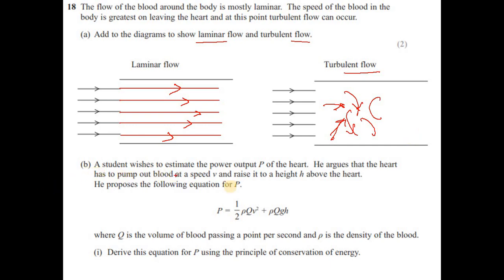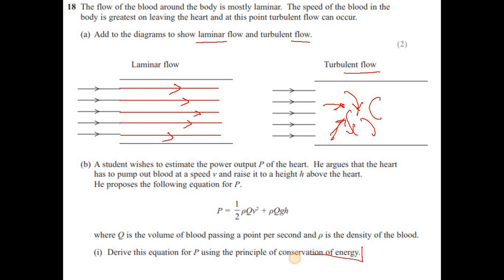Okay, so part B. A student wishes to estimate the power output P of the heart. He argues that the heart has to pump out blood at a speed v and raise it to the height h above the heart. He proposed the following equation: P equals 1 upon 2 rho Q v squared plus rho Q g h, where Q is the volume of blood passing a point per second and rho is the density of the blood. Derive this equation for P using the principle of conservation of energy.